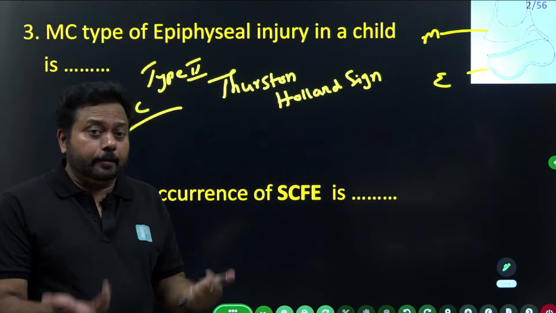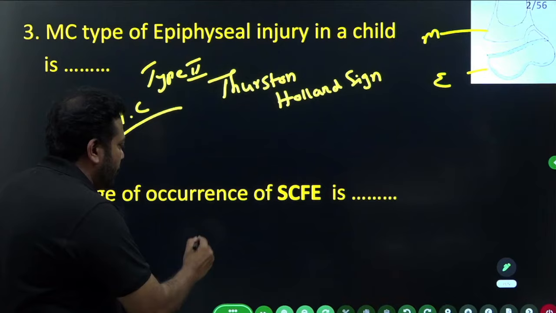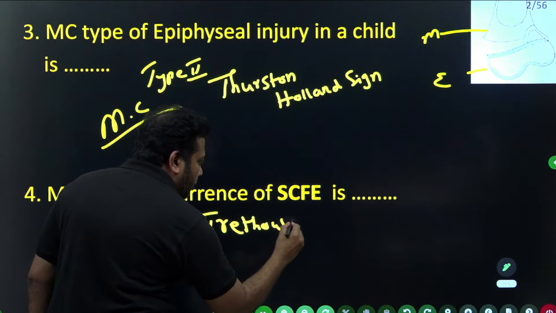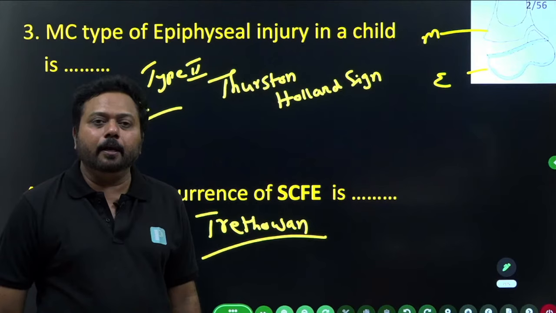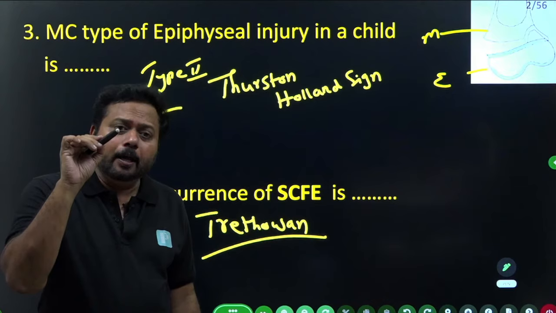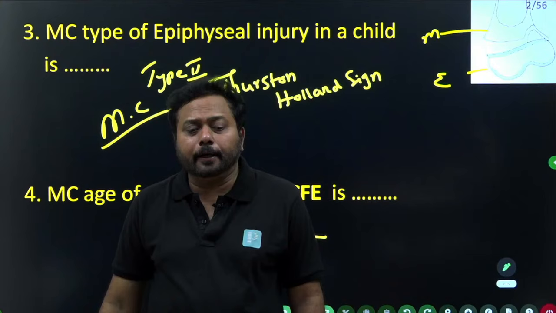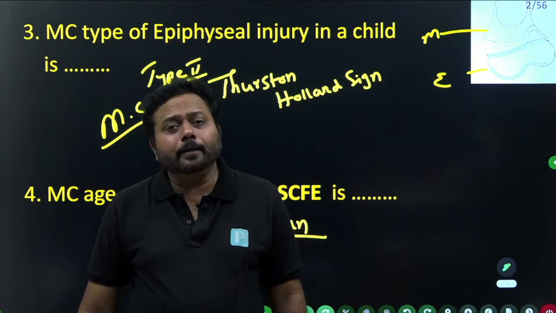So in slipped capital femoral epiphysis, what is the classical X-ray sign? What is the classical radiological sign? If you take an AP view, it will show you a sign called the Trethowan sign. You take an AP pelvis with both hips. You draw a line along the superior margin of the neck. This line should go and cut a part of the head. If it is not cutting, that's called a positive Trethowan sign. Is it going on?